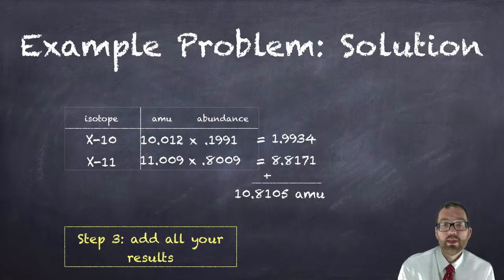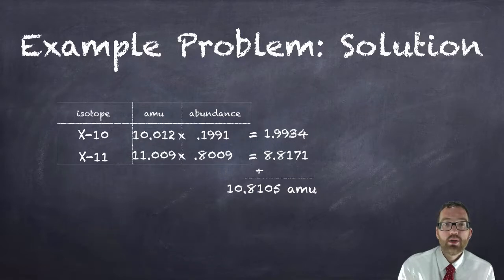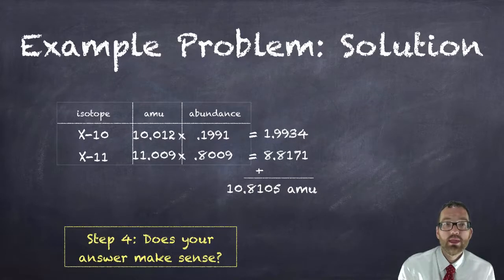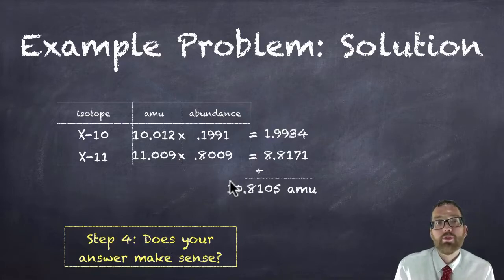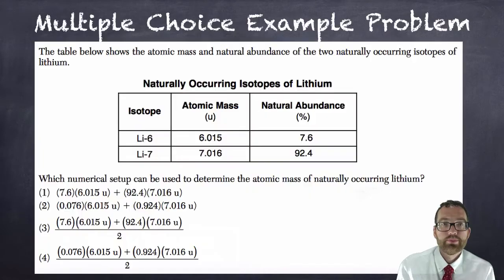Because this is an unknown element, step number 4 is a little different. I can't go to the reference table and check to see if the numbers match, but our new step number 4 is going to be, does your answer make sense? Well, let's look at our 2 isotopes. I had an isotope that weighed 10, and I had an isotope that weighed about 11. And our abundance was about 80-20. 80%, or the vast majority of these isotopes, weighed 11. 20%, the minority, weighed 10. So would it make sense that our answer of 10.8 is closer to 11 than it is to 10? Of course. And that's how you're going to do step 4 on a problem like this.